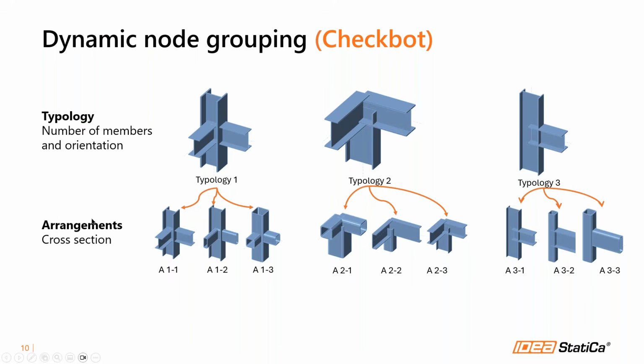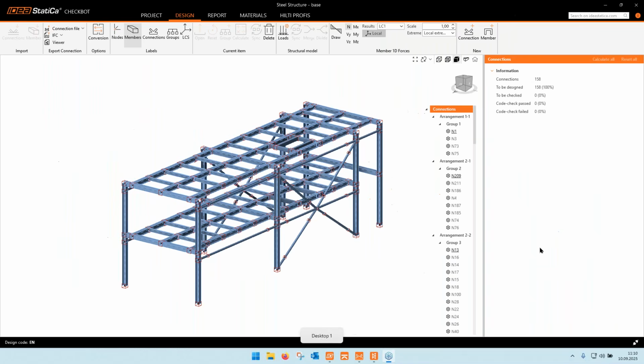And then the arrangements are created based on the cross sections in that node. So we see rolled I profiles here, here we have hollow profiles, and here different hollow profiles. That's why we are creating 3 types of arrangements: 1.1, 1.2, 1.3, and the same applies to the other 2 typologies. And right now, I'd like to jump to the software so that we can have a look at how it looks in real life.